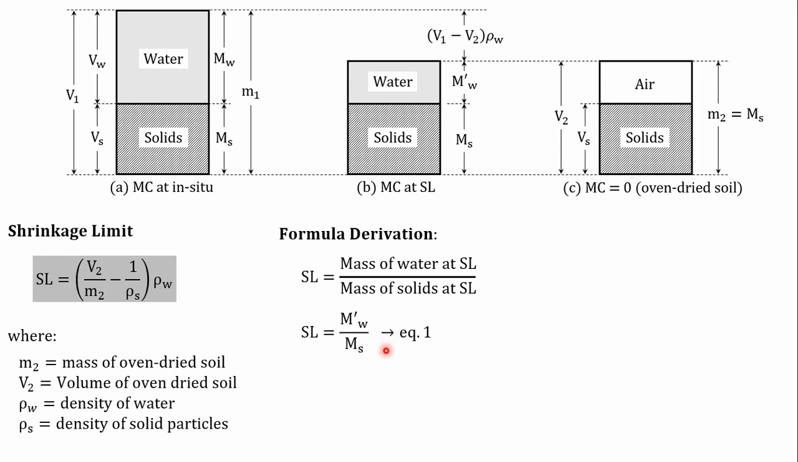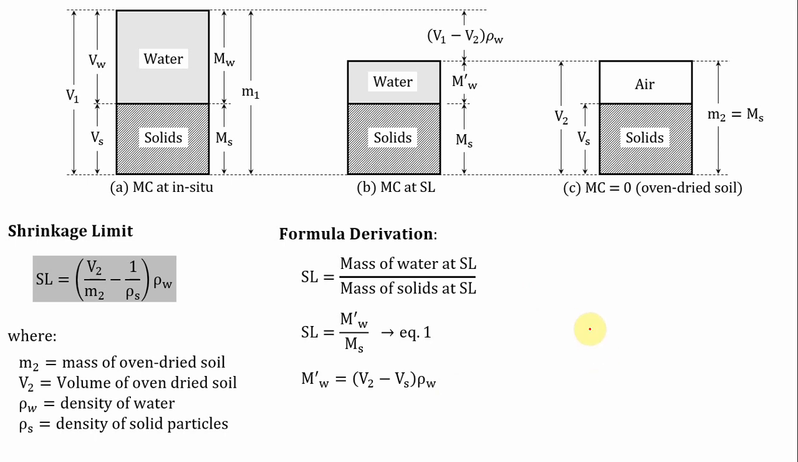Okay? And then, how to solve MW prime, class? MW prime is equal to V2 minus Vs times the density of water. Okay, let me just explain this, class.